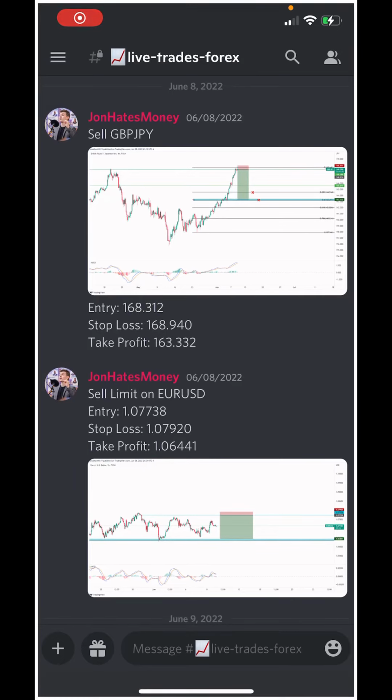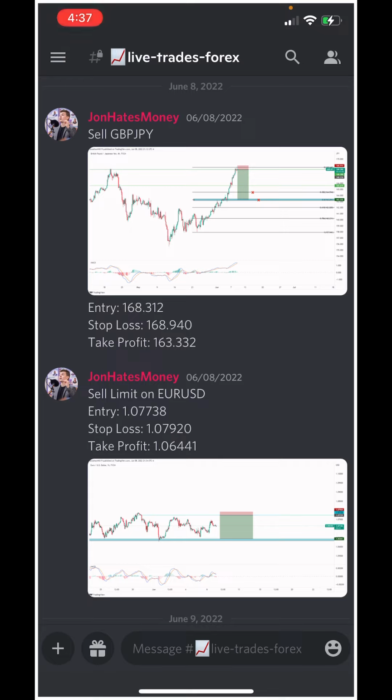So now that we have a better understanding of MetaTrader 4, the next step is to actually start taking the trades that we're calling in the Discord. So in order to do that, I'm going to just kind of show some trades that we've sent out last week and show you how you would put them into MetaTrader 4 and actually execute the trades.